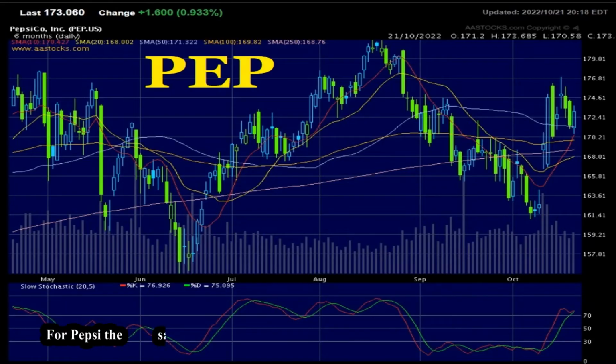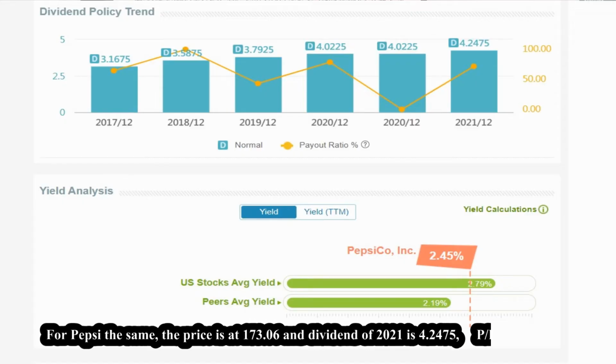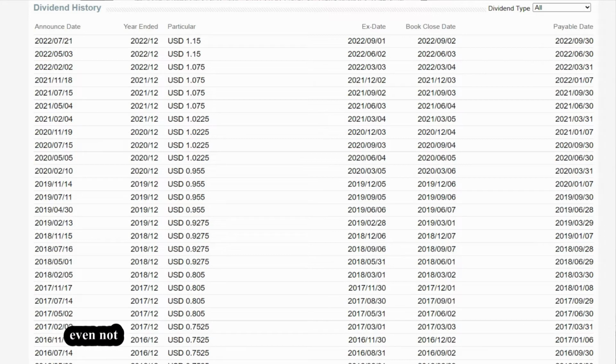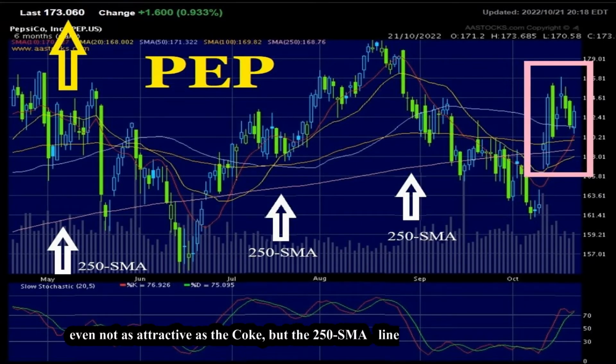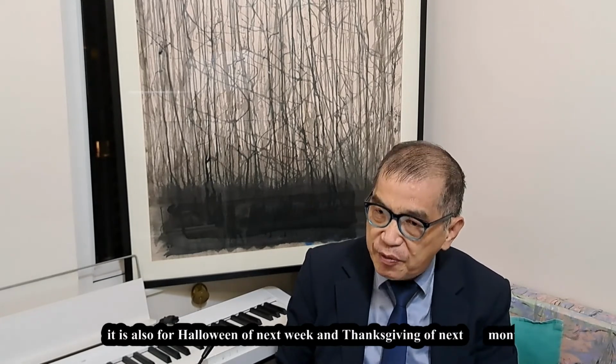For Pepsi, the same. The price is at 173.06 and the dividend of 2021 is 4.2475. PE is 40.74. Even though not as attractive as Coke, the 250 SMA line is stronger than Coke's and the price is above the year line. It is not only for Christmas and Easter as said last December, it is also for Halloween of next week and Thanksgiving of next month.